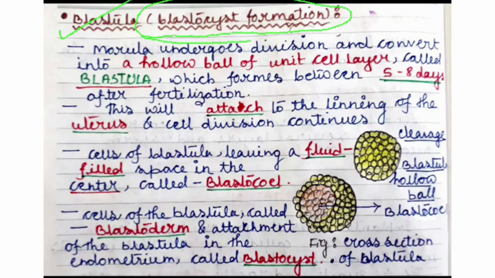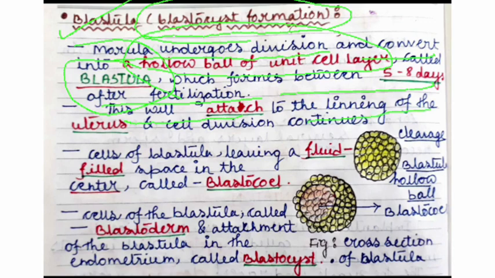So let's move on to the next topic, the formation of the blastula, that means blastocyst formation. During this phase, the morula undergoes cell division and converts into a hollow ball of a single cell layer, called the blastula, which forms between the 5th and 8th day after fertilization. The blastula attaches to the lining of the uterus, and cell division continuously takes place.